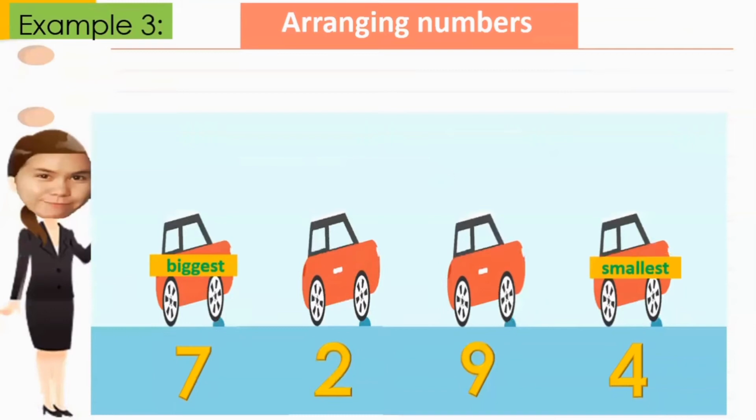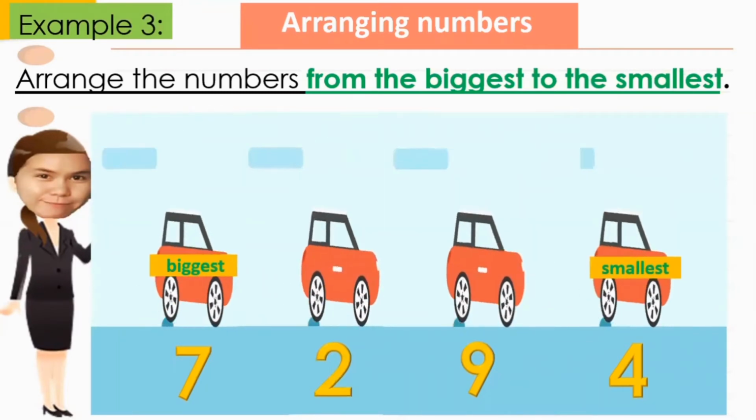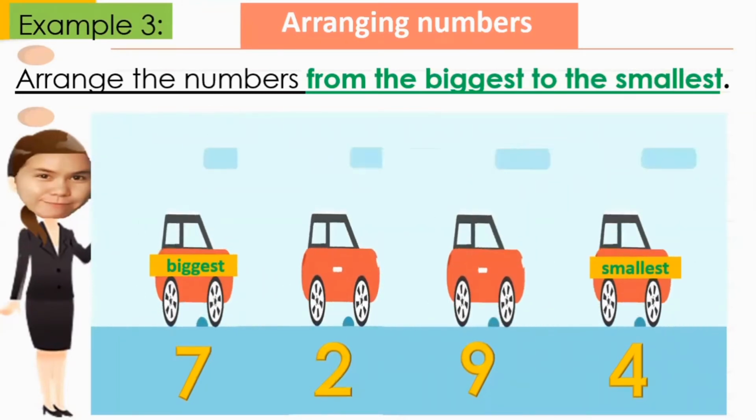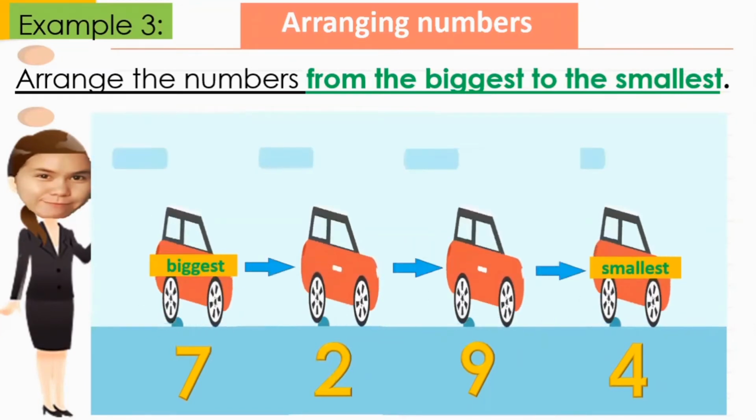Our third example, arrange the numbers from the biggest to the smallest. We have here the four numbers, 7, 2, 9, and 4. We are going to line up all the numbers above the car, starting from the biggest to the smallest.